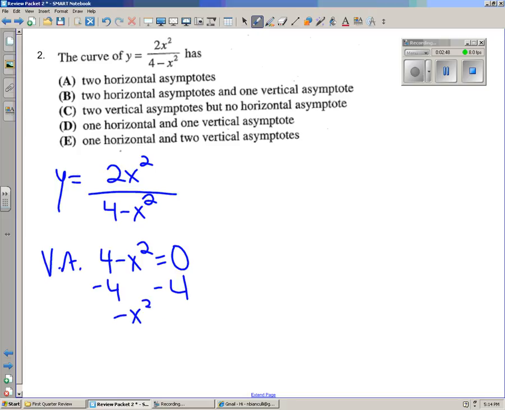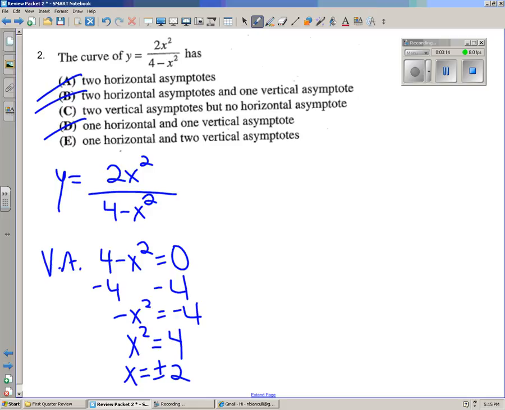So negative x squared is negative 4. So x squared is 4. So x is plus or minus 2. So the function has two vertical asymptotes. So guess what? Choice A is gone because it doesn't mention vertical asymptotes. Choice B is gone because it mentions only one vertical asymptote. Choice D is gone and only mentions one vertical asymptote. So now, just by doing that simple little thing, we're down to two choices.